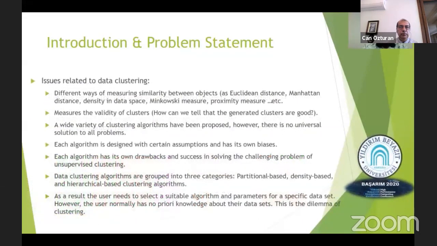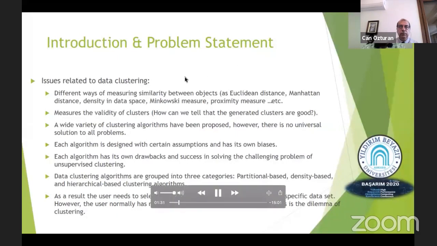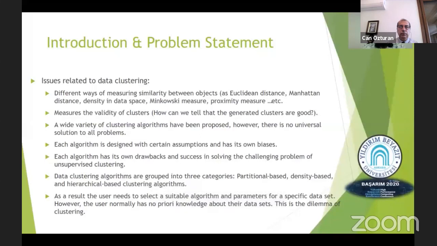However, the issues related to data clustering are also many. Just to list a few, we have different ways of measuring similarity between objects, whether to use Euclidean distance, Manhattan distance, density, Minkowski, or other proximity measures. There is also measuring the validity of clusters: how can we tell whether the obtained clusters are good or not? A wide variety of data clustering algorithms have been proposed in the literature.